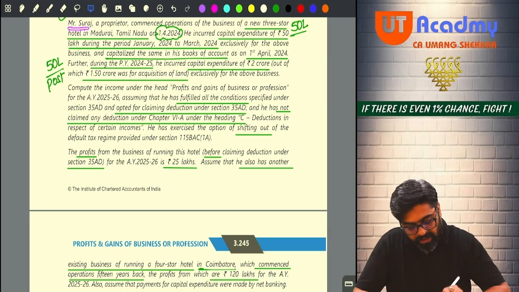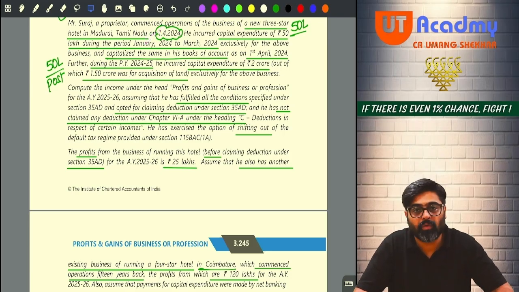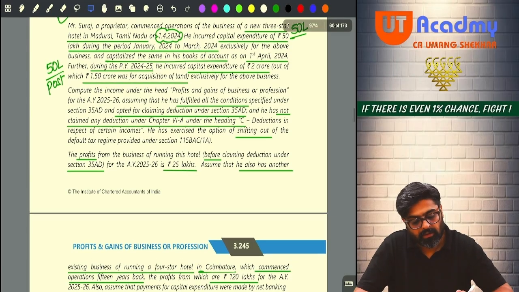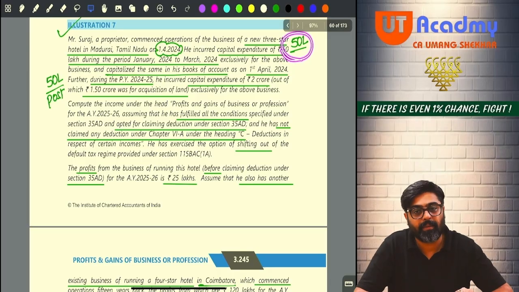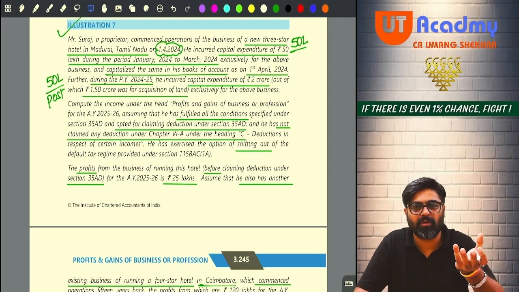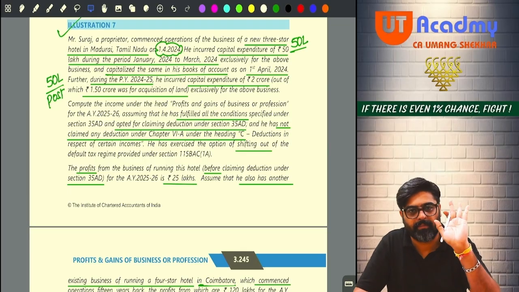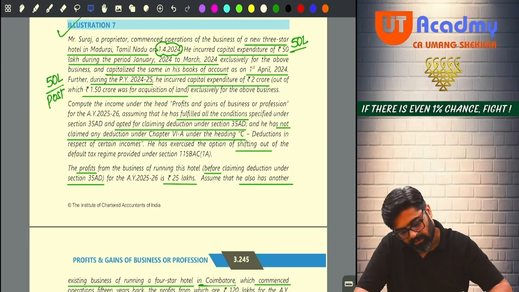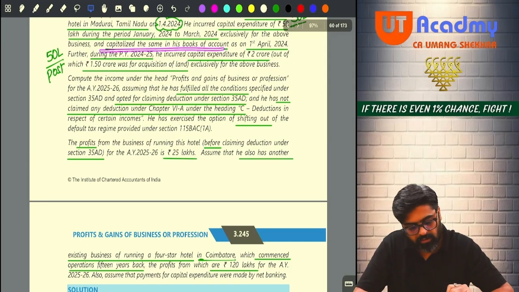Mr. Suraj, a proprietor, commenced operations of a business of a new 3-star hotel in Madurai, Tamil Nadu on 1st of April 2024. He incurred capital expenditure of 50 lakhs during the period January 24 to March 24 exclusively for the above business, meaning that this was pre-commencement capital expenditure. Now they are not saying that this 50 lakh includes land also. Yes or no? That means this 50 lakh is eligible capital expenditure.